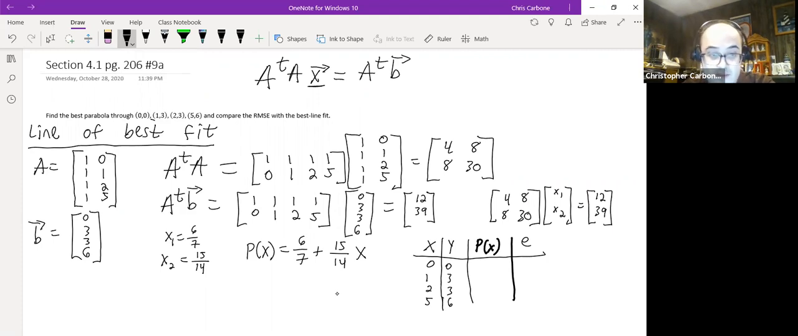If we put the x value of 0 into the function, we would obtain an answer of, well, 6/7. Just rounding that as a decimal to 0.8571. If I put 1 into the equation, I get a value of 1.9286. If I put the value of 2 into the equation, I get an exact answer of 3. And if I put 5 into the equation, I get an answer of 6.2143.